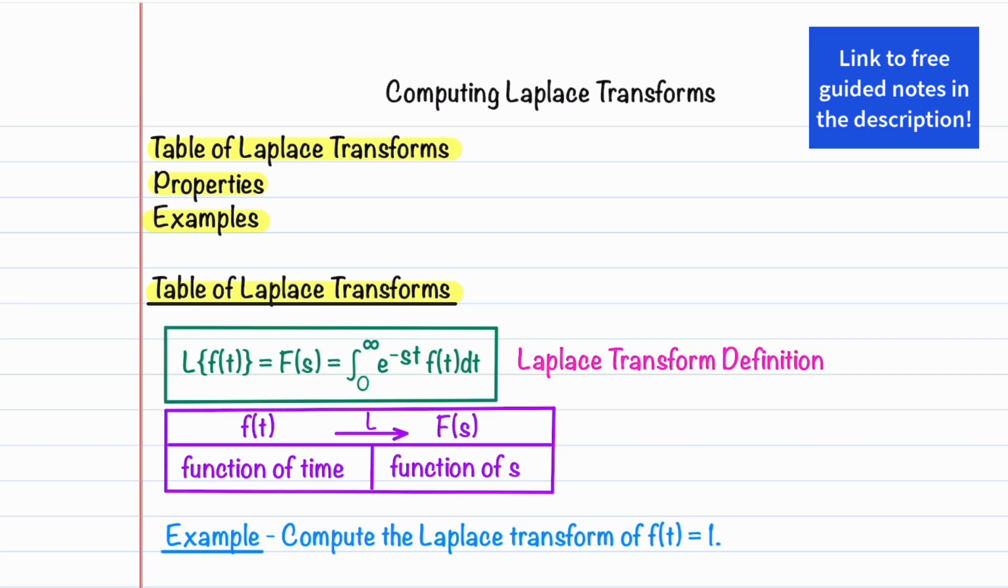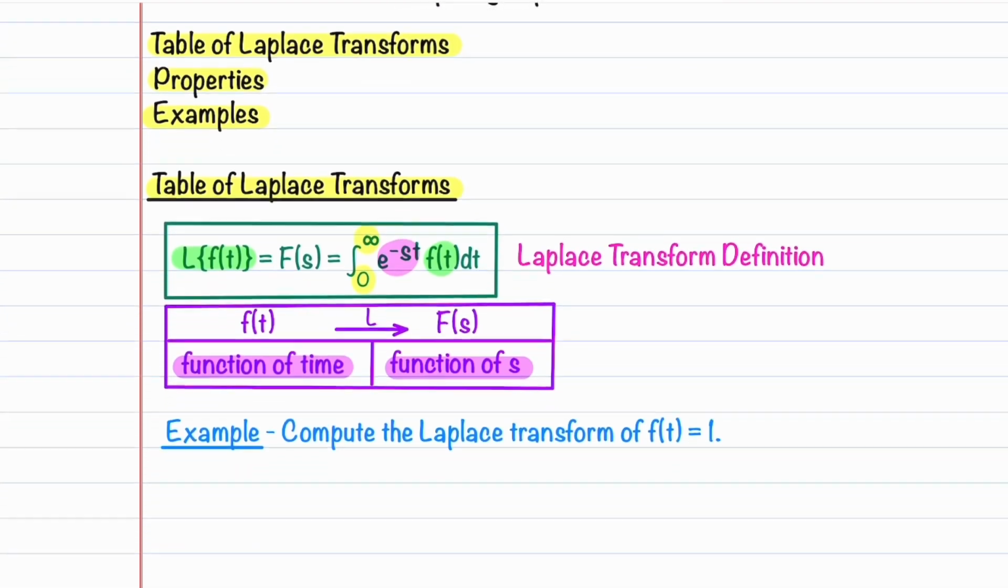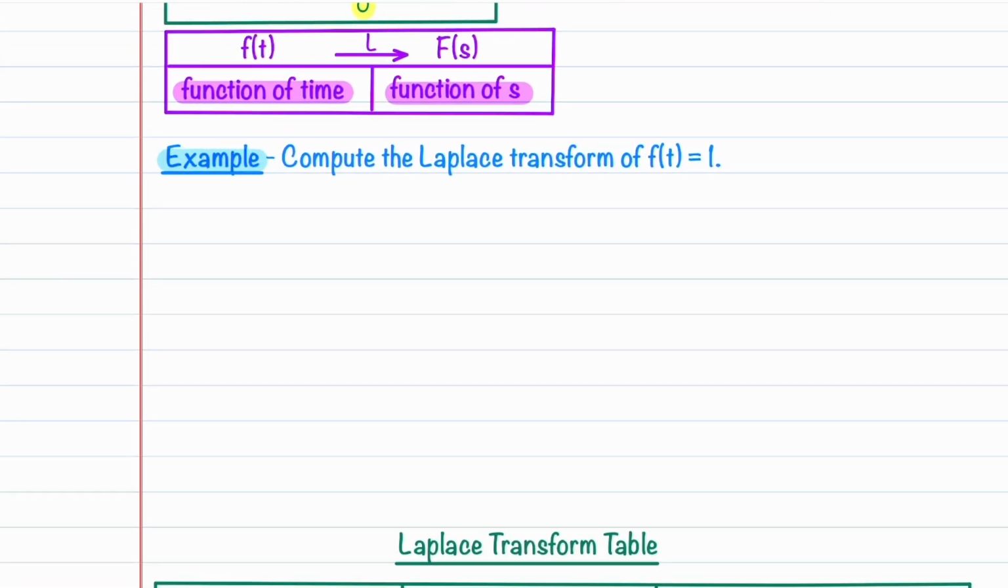Let's get started. To compute the Laplace transform of a function, what we do is we multiply that function by e to the minus st, and then we integrate it from 0 to infinity. This transforms our function of time to a function of s. Let's compute the Laplace transform of the function f of t is equal to 1. This is the simplest possible function that we can take the transform of, and it will show us how the integration works. We need to start with the definition.